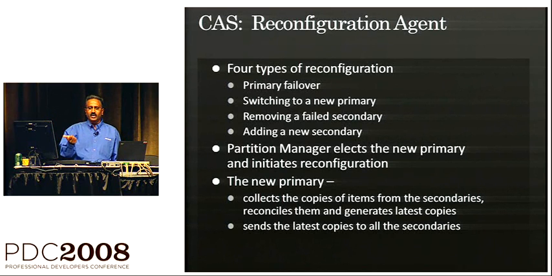Basically, primary failure kicks that off. And then sometimes you may want to switch to a new primary. You may want to take a primary offline for maintenance purposes, like an upgrade or whatever it is. Then you kick off this reconfiguration, and it picks somebody else as the primary. And there could be secondaries that failed, so you may want to remove them, or you may want to add a new secondary. MK showed in the demo that we added new secondaries, and that's another scenario. And the partition manager elects the new primary, and then it needs a reconfiguration.